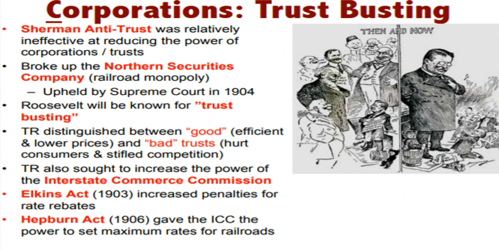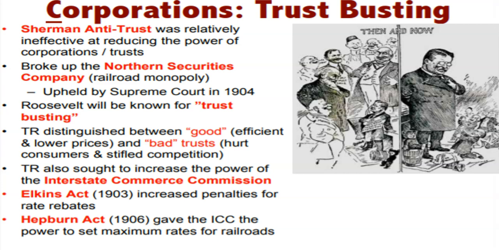Corporations, trustbusting. As you may know by now, the Sherman Antitrust Act was very ineffective at reducing the power of corporations. Theodore Roosevelt realized this and he broke up the Northern Securities Company, a railroad monopoly, and his decision was upheld by the Supreme Court in 1904. Roosevelt would be known for trust busting.